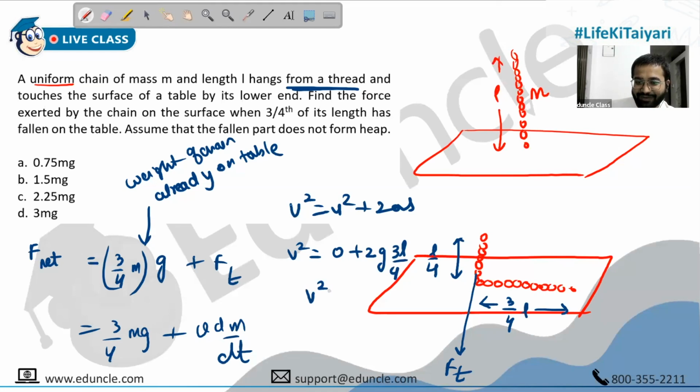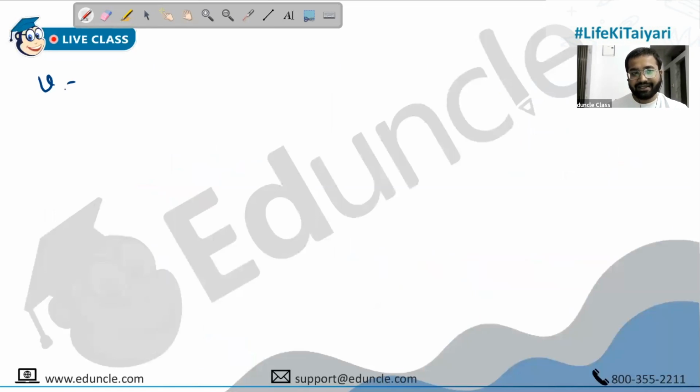So V square is 3gL by 2. And what is dm by dt? We already know dm by dt, rho A V. Actually, no, not A V this time. We have to use linear mass density, right?